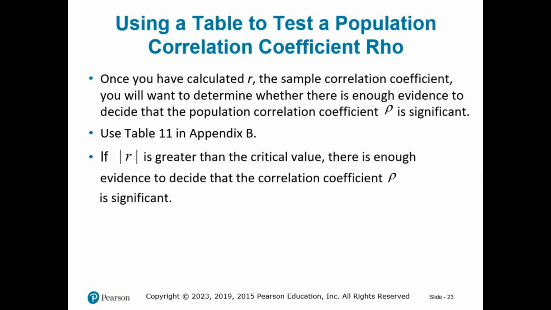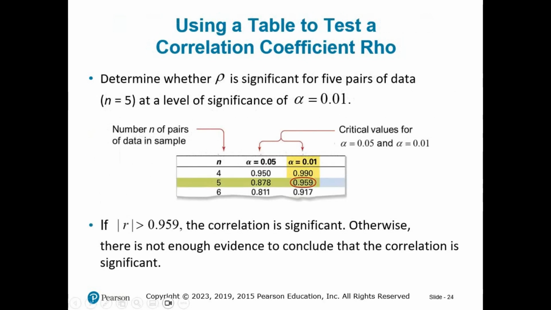It uses the N value of how many pairs, X and Y, and the critical values for alpha, 0.05 and 0.01. If the absolute value of R is greater than the amount that lines up with both of those, the correlation is significant. Otherwise, there is not enough evidence to conclude that the correlation is significant. This is what it looks like when you use the table. You determine whether rho is significant by looking at N and alpha.